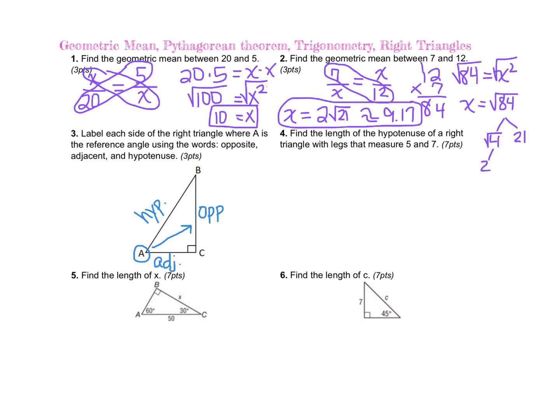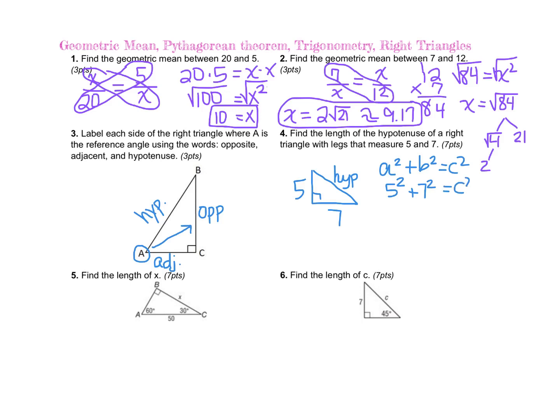Number 4 says, find the length of the hypotenuse of a right triangle with legs that measure 5 and 7. So if we wanted to, we could create a picture here. So I have a leg of 5 and 7. And if I want to solve for the hypotenuse, I would want to use the Pythagorean theorem here. So that's a squared plus b squared is equal to c squared. So we would use the legs for a and b.